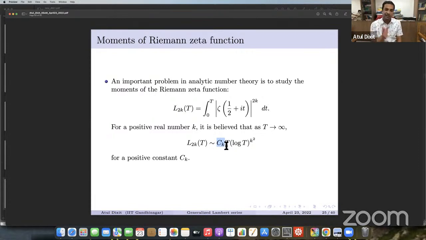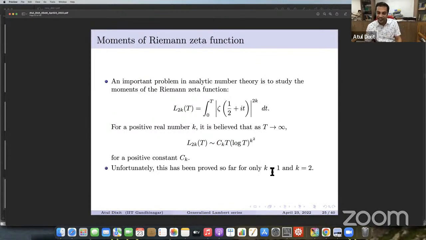Even though there are models in random matrix theory coming from physics where people get a lot of evidence for this particular conjecture, as far as proving it is concerned, there have been only 2 cases wherein we have been able to show that this is what we have. That is for k equal to 1 and k equal to 2. So k equal to 1, this is due to Hardy and Littlewood. For k equal to 2, this is due to Ingham.